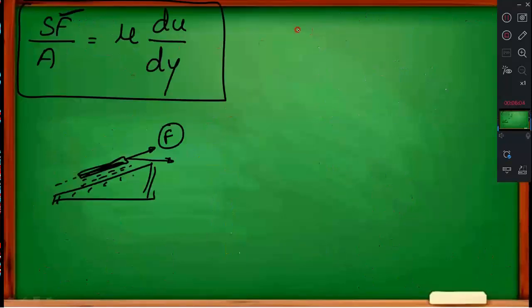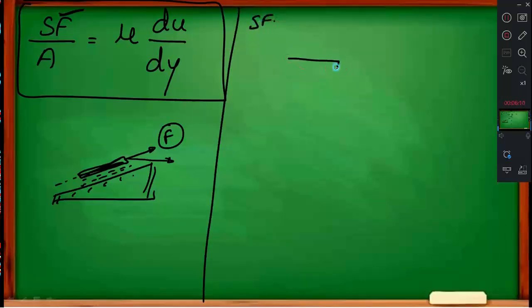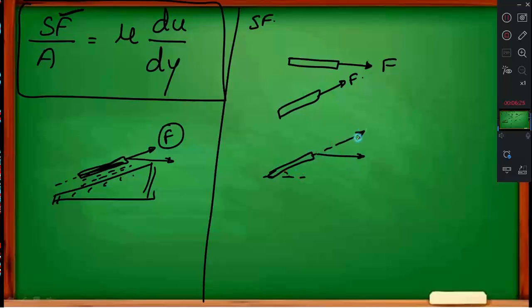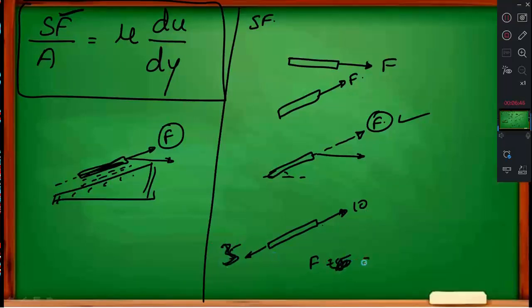Now I will explain how to take F. If the plate is like this and you are pulling it like this, then F is okay, done. But if you are pulling it at an angle, then you should know the angle, resolve this force into this direction and take this as F, done. If the plate is like this and someone is pulling like this and someone is pulling here also, say this is 10 kilonewton and this is 3 kilonewton, then you take 10 minus 3, 7 kilonewton.